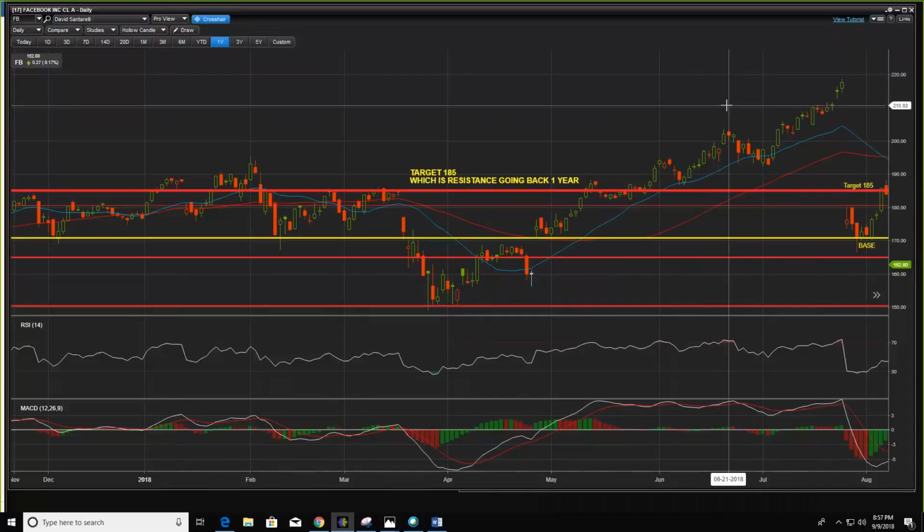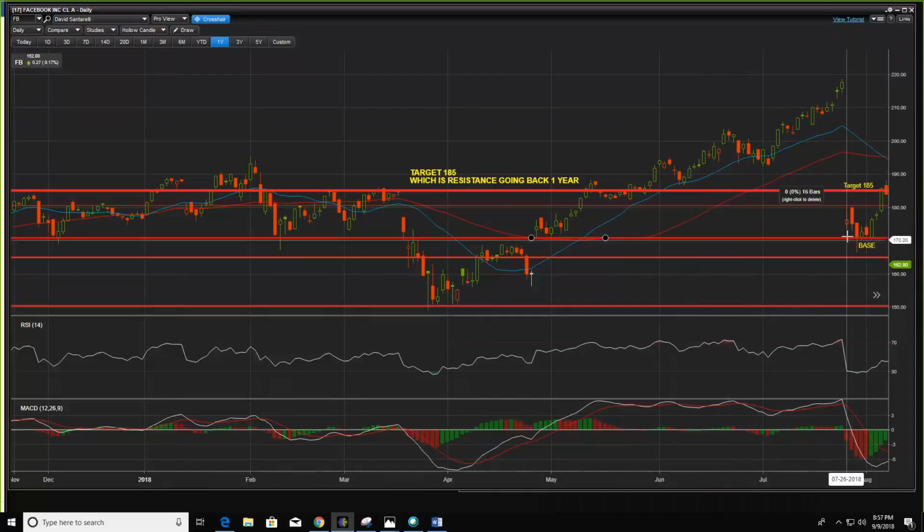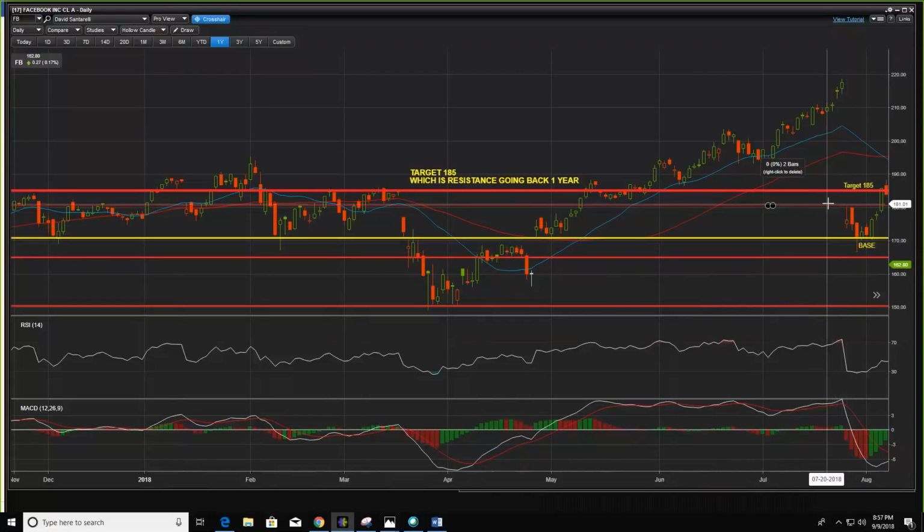Dr. Phil said 169. Close, Doc. Yeah, that's about right. So I said a close below the base. Our base is 170 here. So if we get a close below 170, that's our stop loss area. Great job, Doc. Like I said, if the stock closes below that 170, that's our stop loss area, and then we have our target of 185.